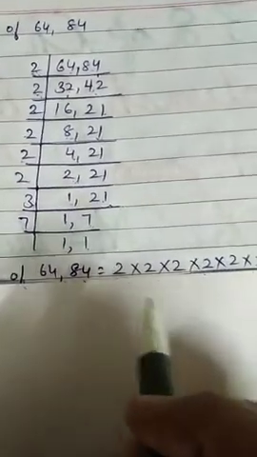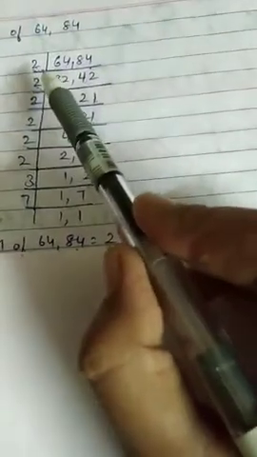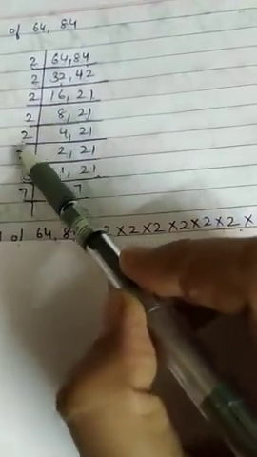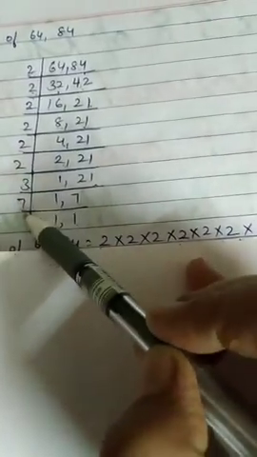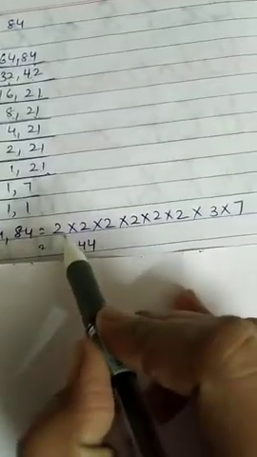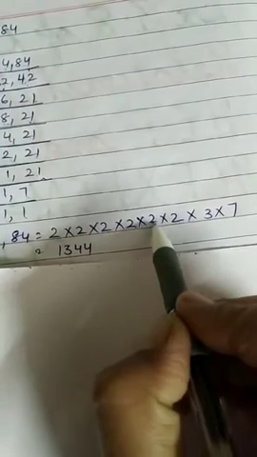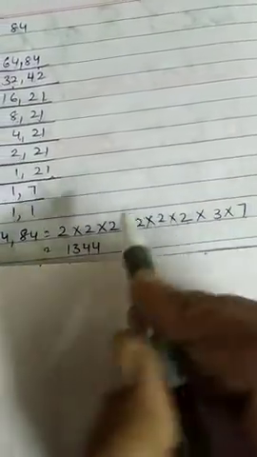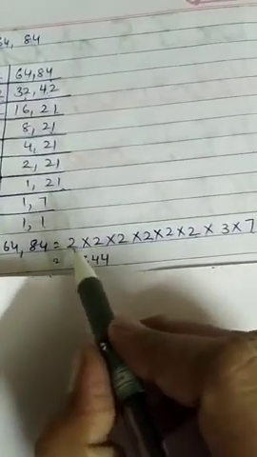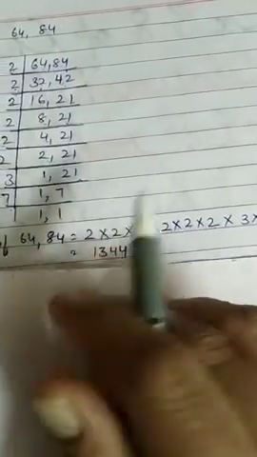Now the LCM of 64 and 84 is equal to, we will multiply these numbers: 2 into 2 into 2 into 2 into 2 into 2 into 3 into 7. When we multiply these numbers, our answer is 1344.